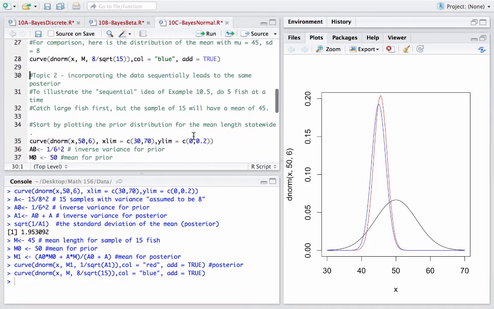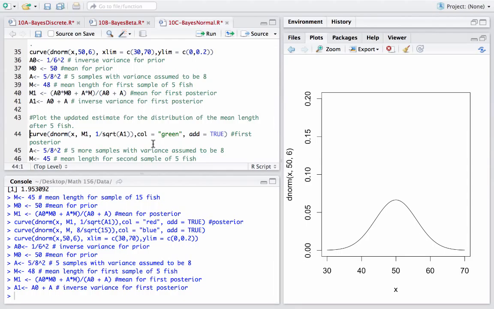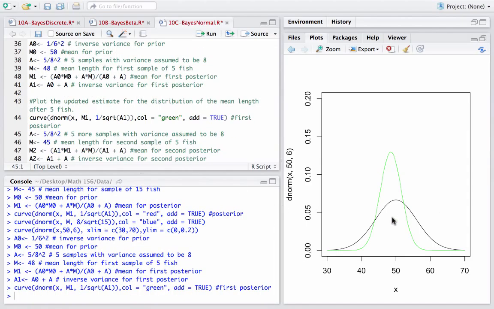Okay, so all he's done is break this example into, instead of getting 15 fish, we're getting fish 5 at a time. So we're going to get 3 posteriors as we go, and use the previous posterior as the prior for the next step. Here's the first 5 fish. So this is prior, posterior after 5 fish, which now becomes our prior. So this is the new assumption about the world.